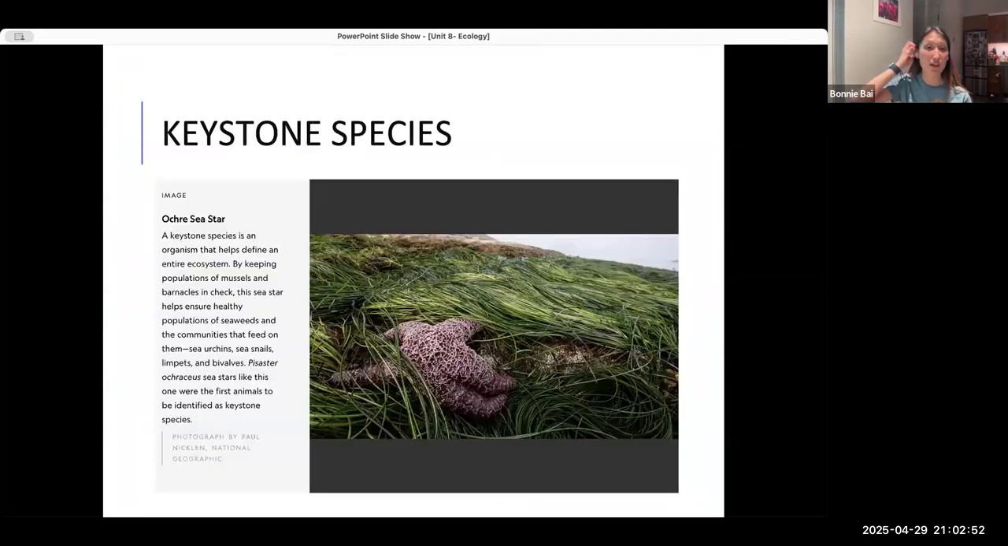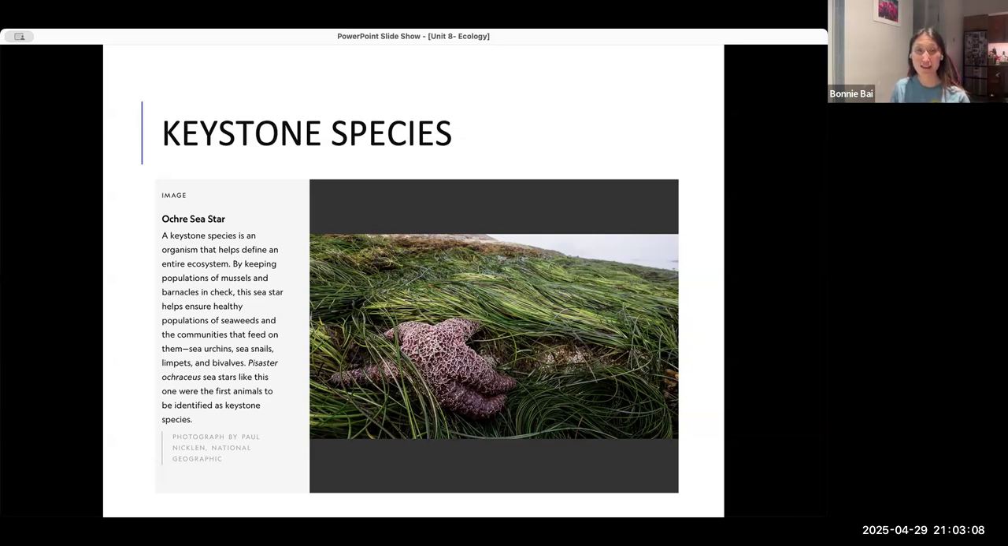You can look at them more in detail if you need to. Keystone species. We all know about keystone species. Don't need to say much. They're important. They're related to all the other species. Eliminating keystone species, messing with the numbers of the keystone species, will really throw off the balance of the entire ecosystem.